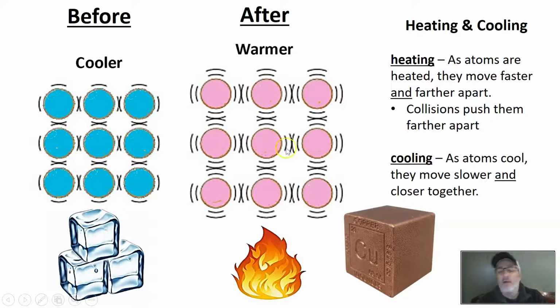Now, if on the other hand, I take this same copper cube and I add some heat to it, so I give it more heat, then these atoms that make up the copper cube are going to become more jiggly. They're going to have more motion. They're going to move faster. They're going to collide with each other. And these collisions are actually going to push these atoms further apart. So when we heat things, the atoms move faster and they move further apart. When we cool things, we find that the atoms move slower and they can once again move closer together.